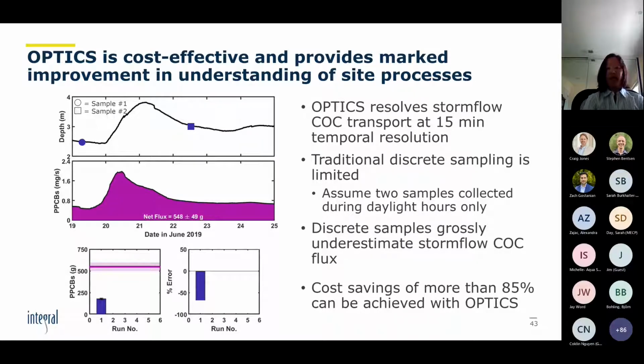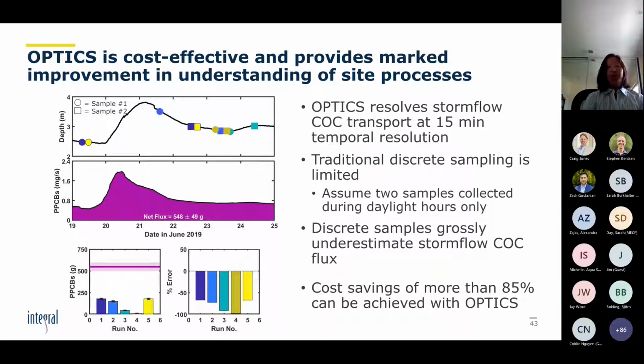These are, again, randomly selected times of discrete sampling, assuming 2 samples at daylight periods. So 2 samples collected following a storm would result in underestimation of net flux by close to 80%. If we wait 2 and 3 days following peak storm flow, the net flux is underestimated by over 90%. If we go out and collect 2 samples on the same day, we get underestimates of nearly 100%. And then if we again catch, bracketing that peak flow, we're about 50% underestimated.